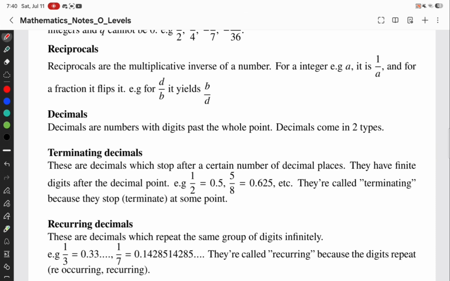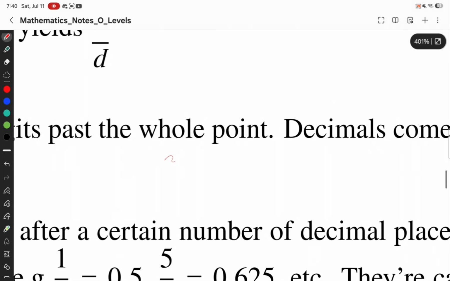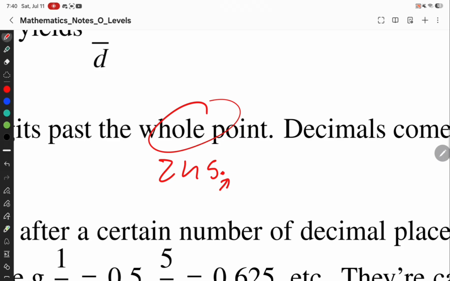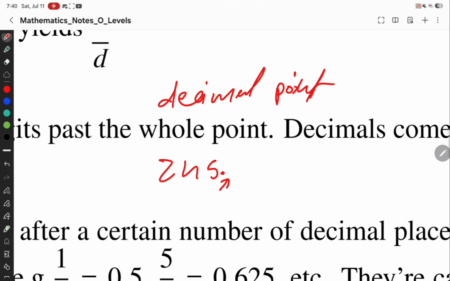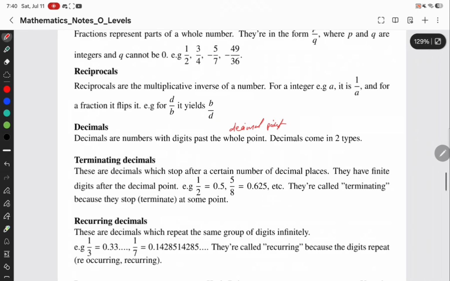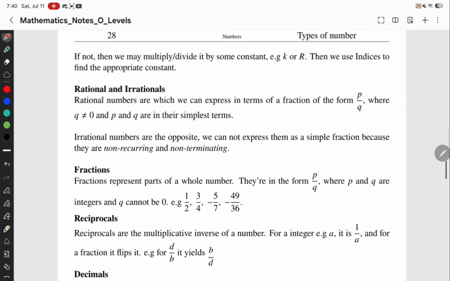Decimals are numbers with digits past the whole point, meaning like 249.245. This is the whole point, or people call it the decimal point. These are digits past the whole point. Okay, numbers with digits past the whole point.